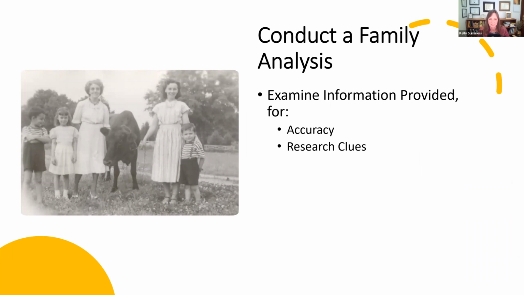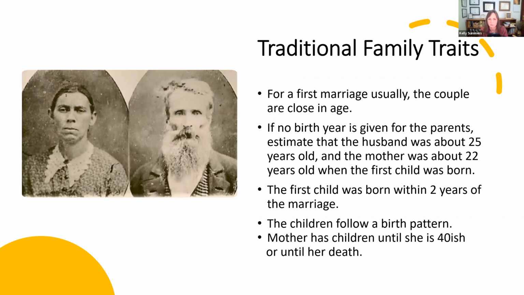Conduct a family analysis. This is something we do before we even begin our family history research. We need to examine the information very closely. We'll look to see that the information is accurate, and then we'll look to see if there are any clues for future research. Some traditional family traits that we'll look at, and these traits I use for anyone who lived in the 1800s, and they're mostly specific to the United States, but culturally there are similar traits in different countries. But what we will talk about are the ones that are specific to the 1800s in the US.